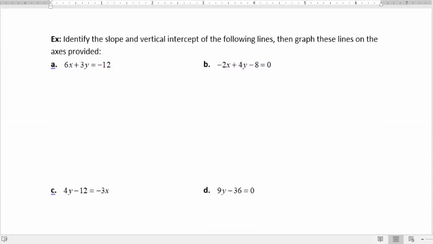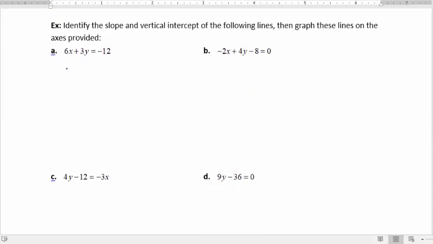So we've got some lines here. 6x plus 3y equals negative 12. Negative 2x plus 4y minus 8 equals 0. These are clearly not in the y equals mx plus b form. So if we're going to have to identify the slope and the y-intercept, what we're going to have to do is get them in that form first, right? So we're basically trying to isolate the y. So how do we isolate the y?